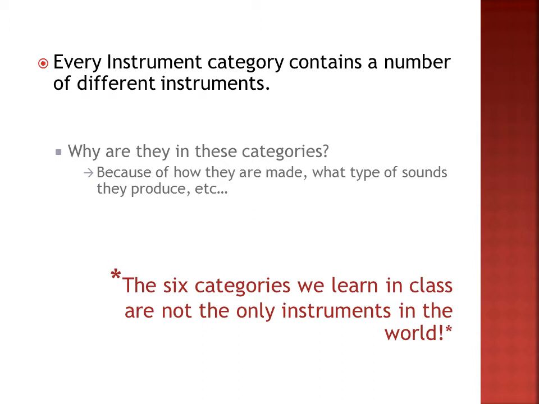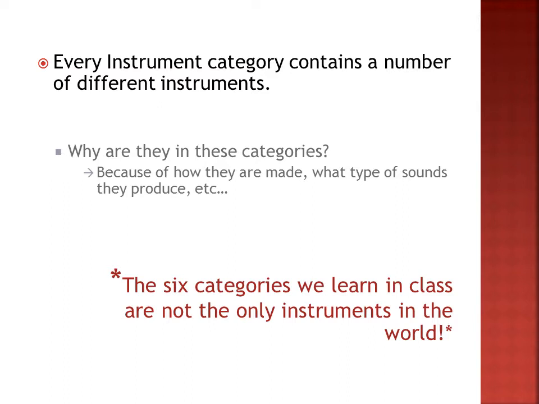Every instrument category contains a number of different instruments. So we have to ask ourselves, why have we created these categories? Why can't every instrument be its own instrument without being put into a broad category? Well, the categories simplify things for people who don't know a lot about music and help those of us that do to know more about the sounds being created. The categories are basically made because of how the instruments were first produced, what type of sounds they can produce, and many other reasons that relate to how the sounds of the instruments are similar.